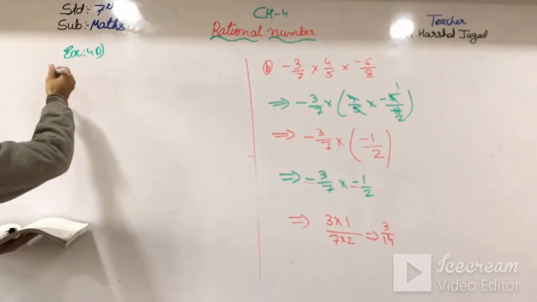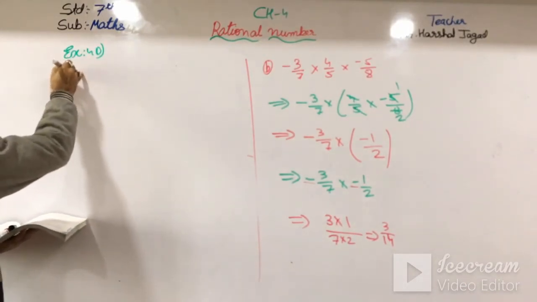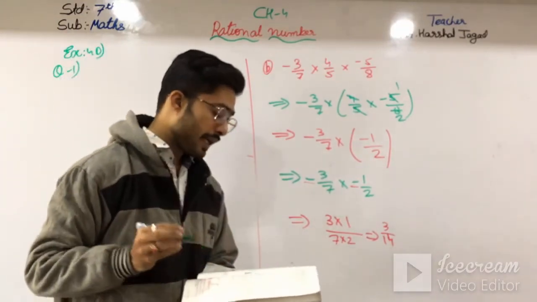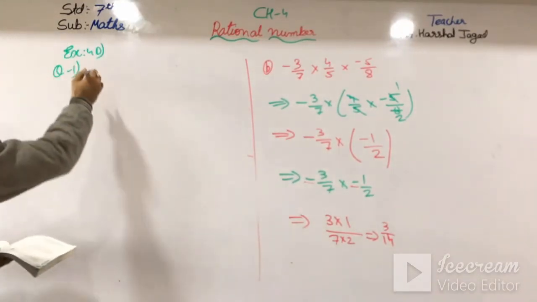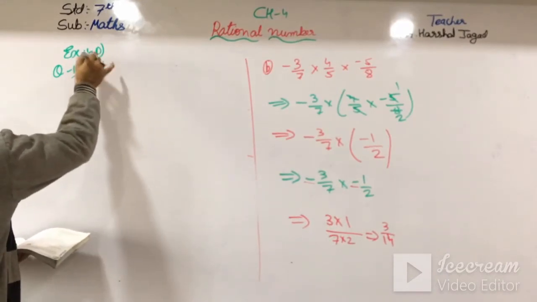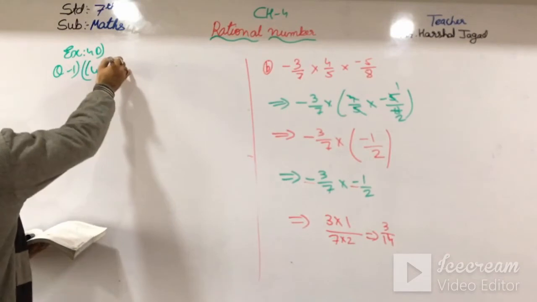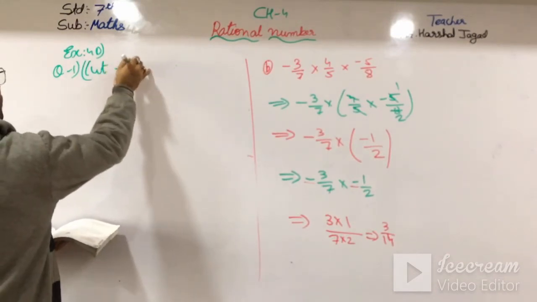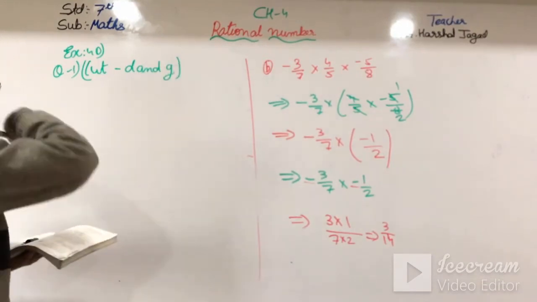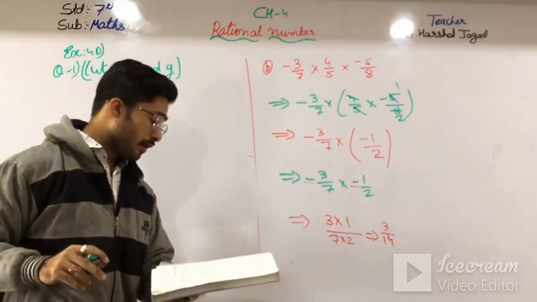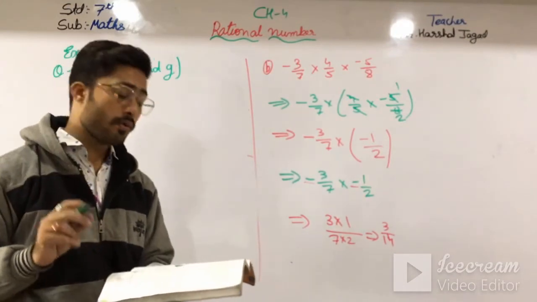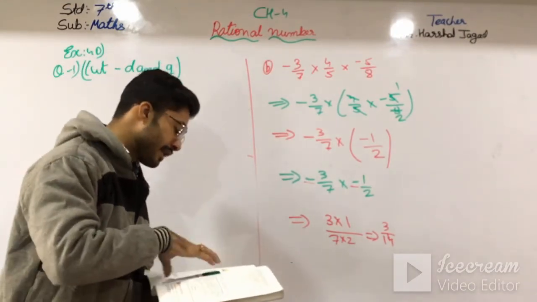In exercise 4D, question number 1, from that we will do any of the two. In this also, cut D and G. Okay, we don't have to do exercise 4D, question number 1, D and G. From the rest, let us see which we do.